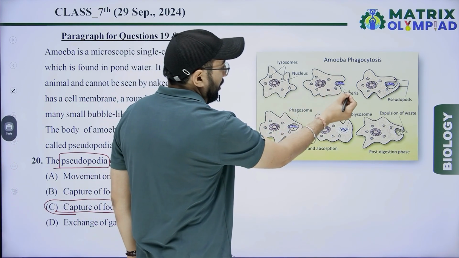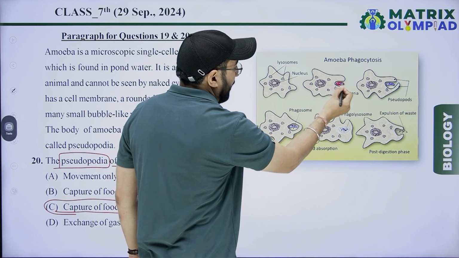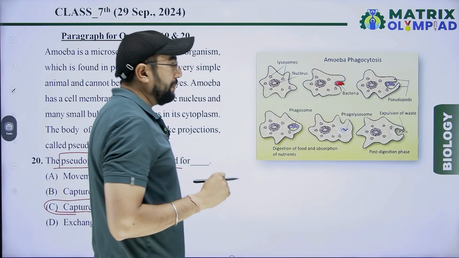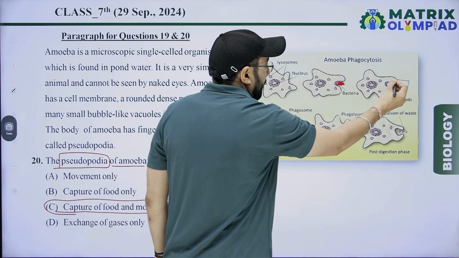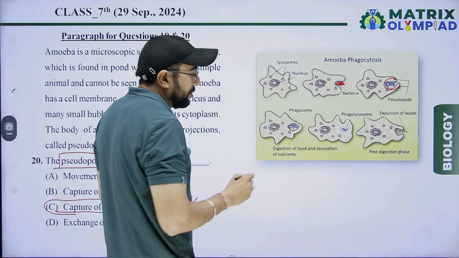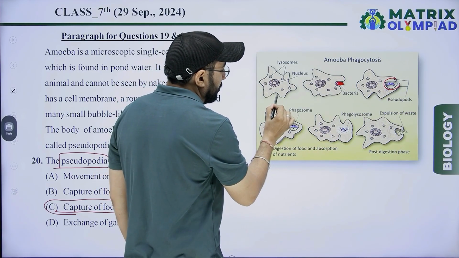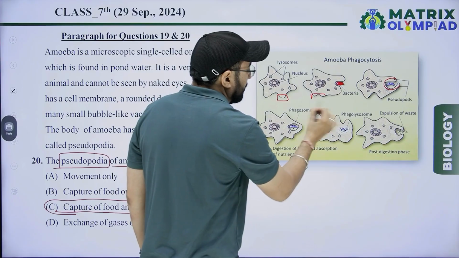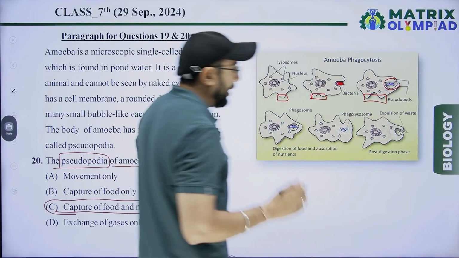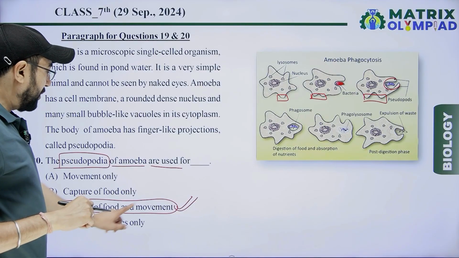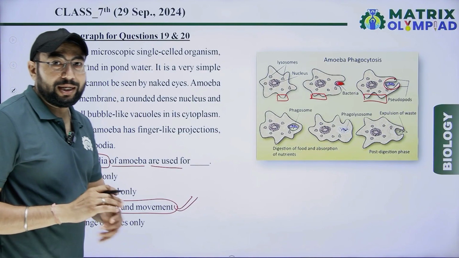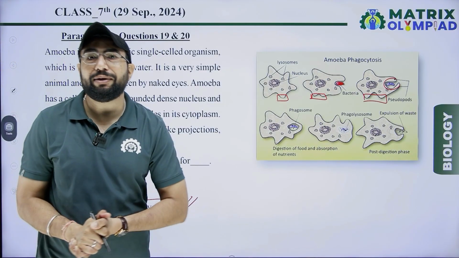In the diagram, bacteria is the prey, the food for amoeba, and it is engulfed by pseudopodia. Amoeba also shows movement by pseudopodia. So the right answer is capture of food and movement. These are all the questions for class 7th.